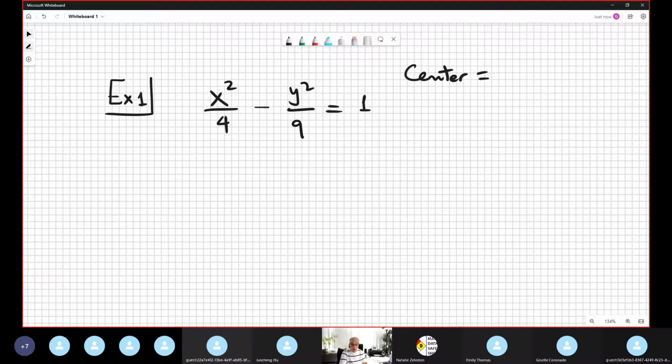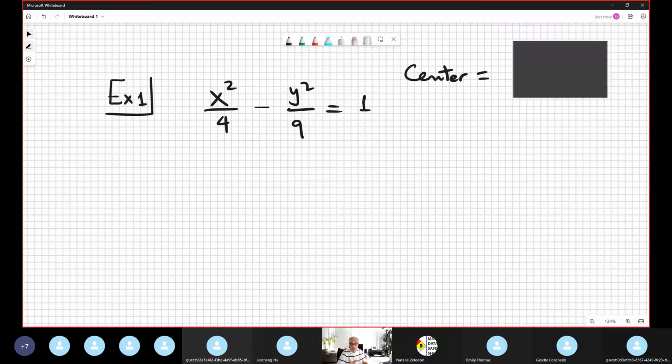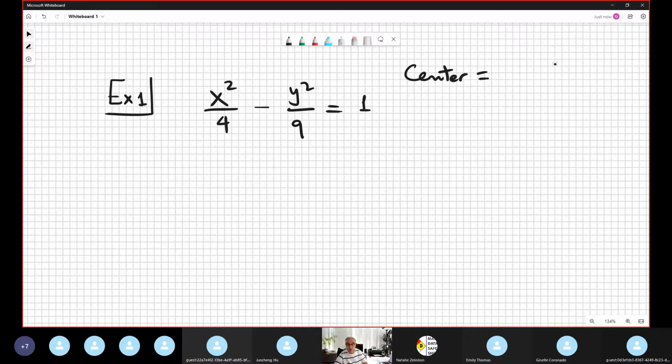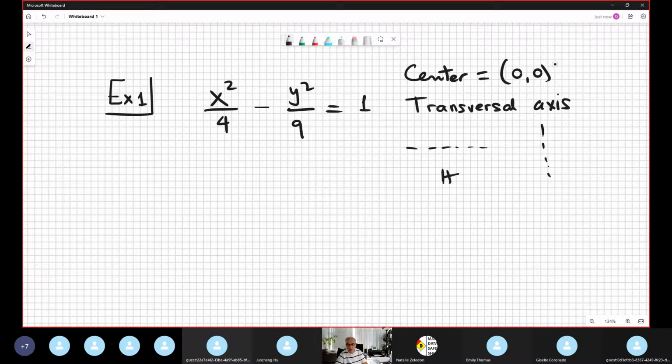No, professor, because I don't see any H, I don't see any K. Okay, cool. My next question is, is this vertical or horizontal? Let me reformulate the question. Our famous transversal axis is like that, or like that. This is horizontal, this is vertical.